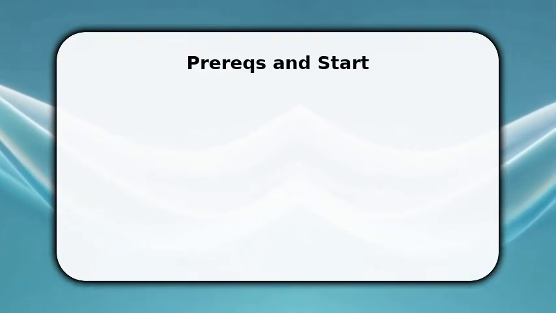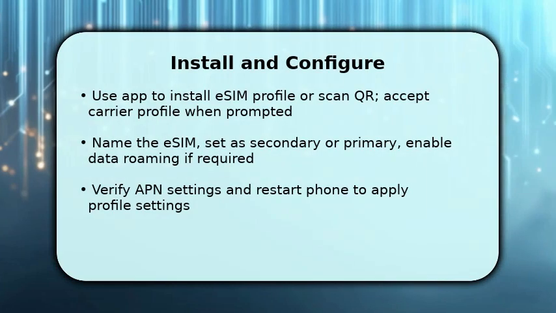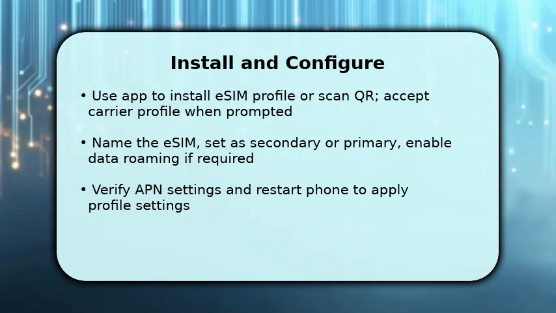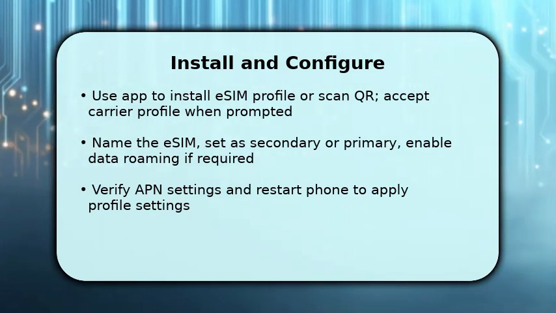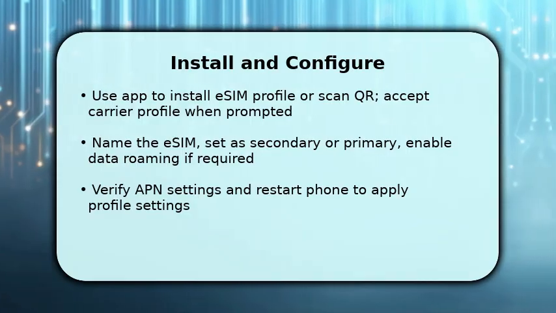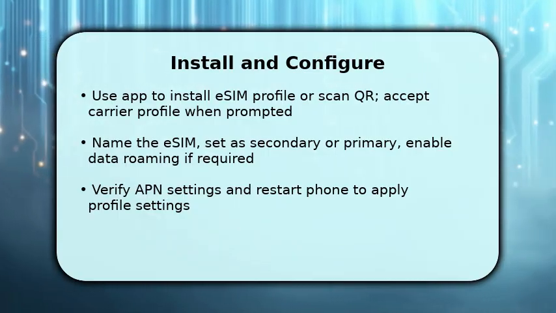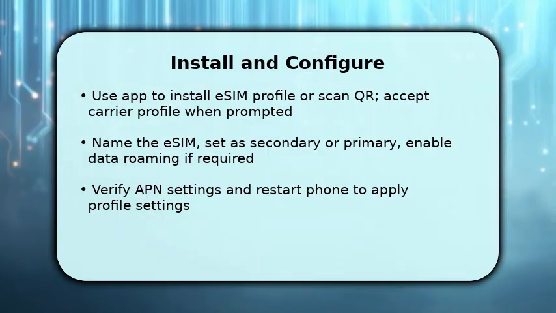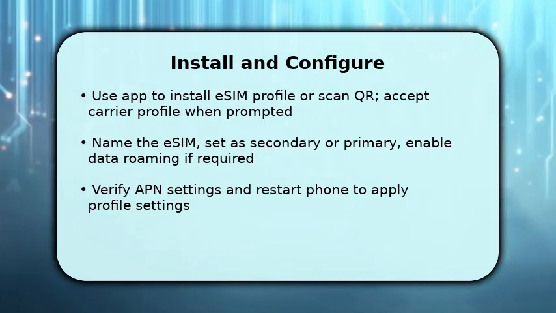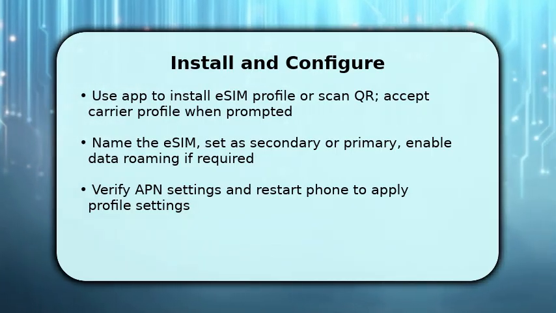You'll now install and configure the eSIM. In the Nomad app, choose Install or Scan QR. Either method writes the profile to your phone; accept the carrier profile when prompted. Once installed, name the eSIM so you can distinguish it, then decide whether to use it as secondary or primary for calls and data. Set data roaming on if you'll use it abroad.